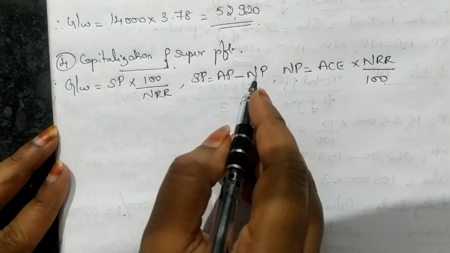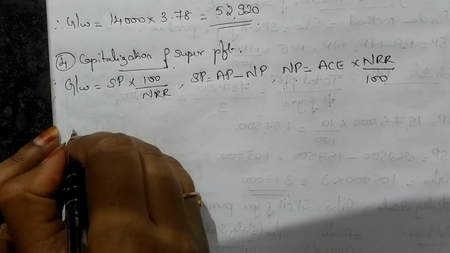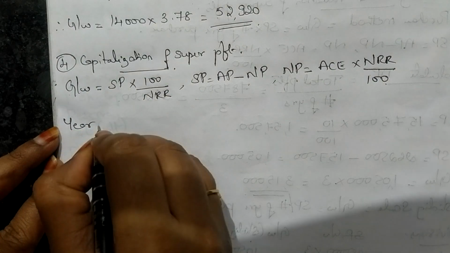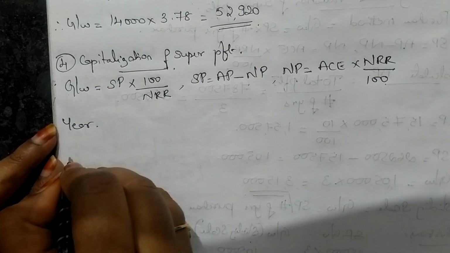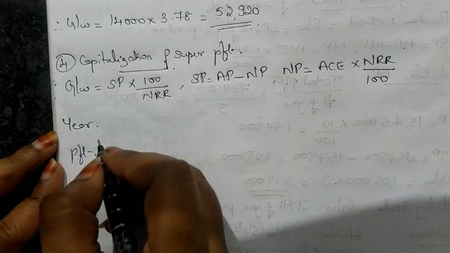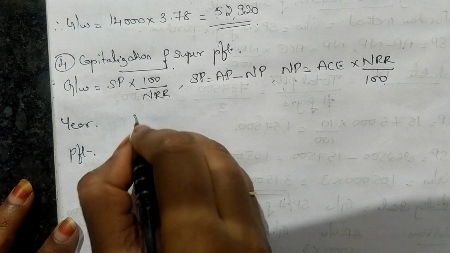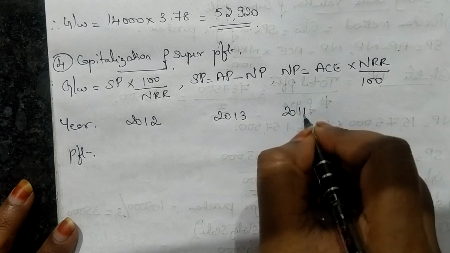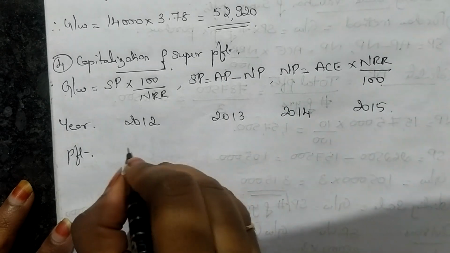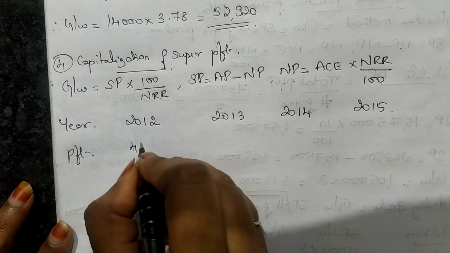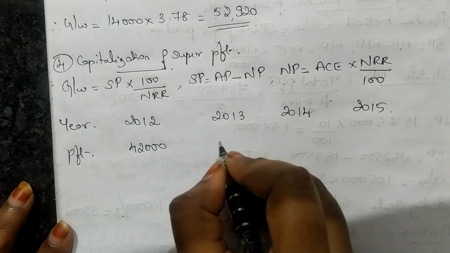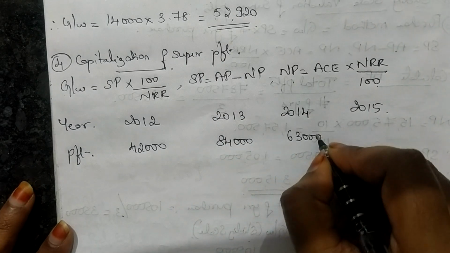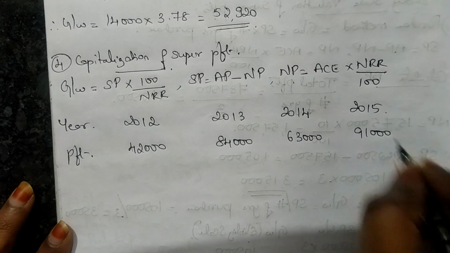First we'll calculate your average profit. To calculate your average profit, we have to make the adjustment for the profit first. I am writing year and profit. Years starting from 2012, then 2013, 2014 and 2015. For 2012 the profit given is 42,000, 84,000 for 2013, 63,000 for 2014 and 91,000 for 2015.